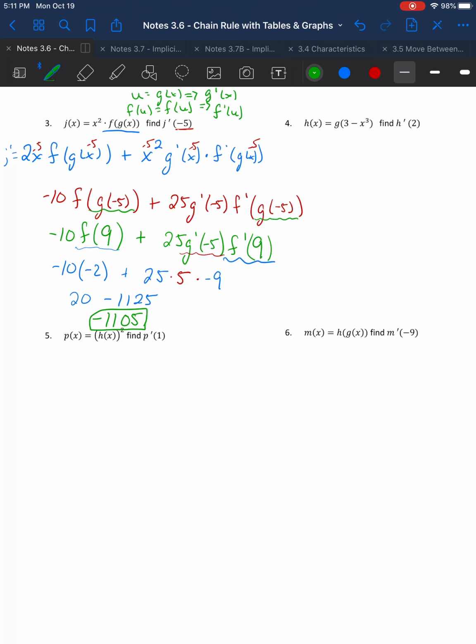All right, -10 times -2, 20. 25 times 5 times -9 is -1,125. And when I add those two things together, I get -1,105.